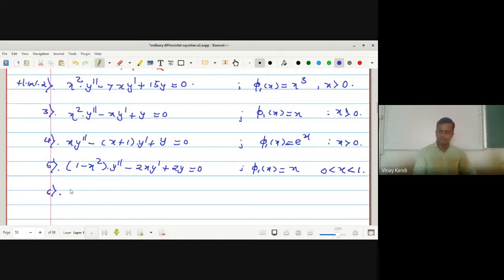Sixth one, y double dash minus 2xy dash plus 2y is equal to 0, and phi 1 of x is equal to x, and x is greater than 0. Solve these 5 examples.